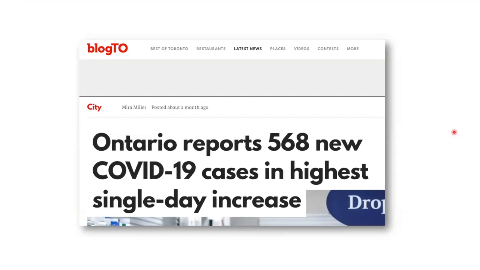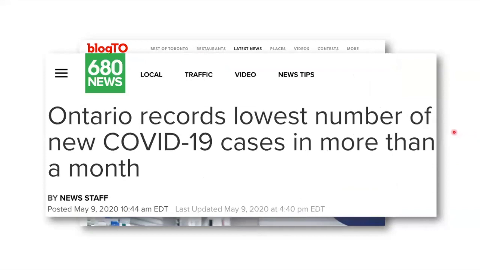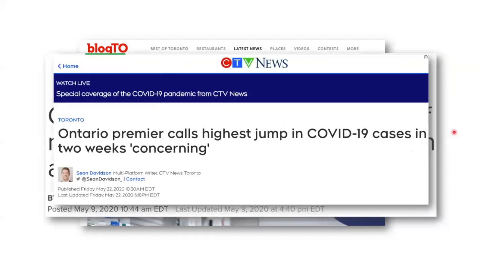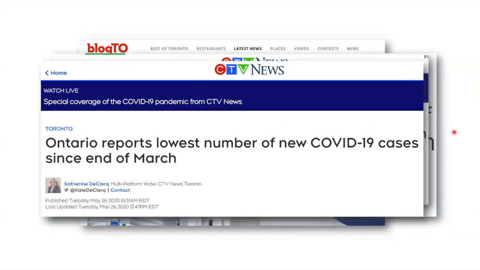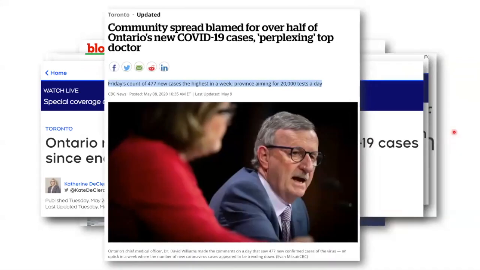But this is how we're typically informed each day. So about a month ago, 568 new cases. It's the highest increase ever. Well, now we've got the lowest number of cases on May 9th. Well, that must be good. But then we had the highest jump ever again in 2 weeks. So the Premier said that was pretty concerning. But then we reported the lowest number of cases since the end of March. Well, are we getting better or are we getting worse? It's perplexing. Our Chief Medical Officer of Health reacted to a count of 477 new cases and the fact that we weren't achieving 20,000 tests per day despite expanding testing capabilities.